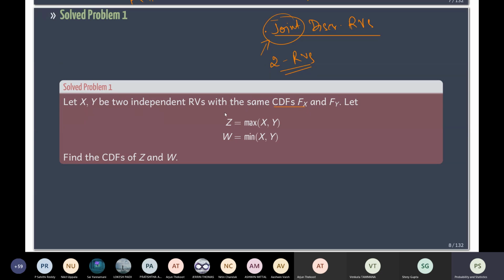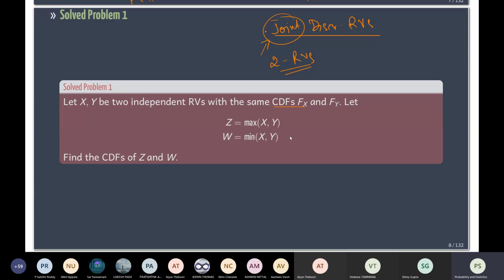I told you that X and Y are two independent random variables with the same CDF. Does this imply X is equal to Y? Well, naturally it should not, because otherwise I should have taken X and X. So the same CDF does not imply the same random variable, but you fill in the blanks. Let us move on and see.